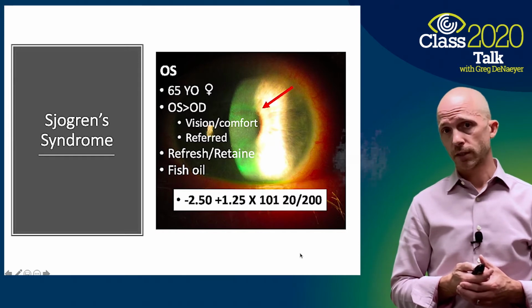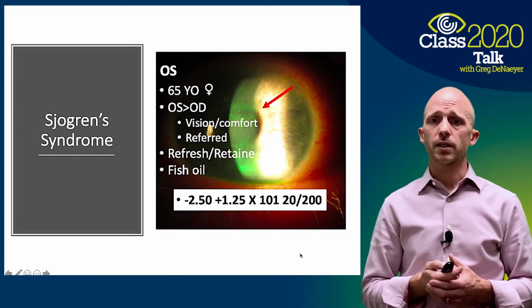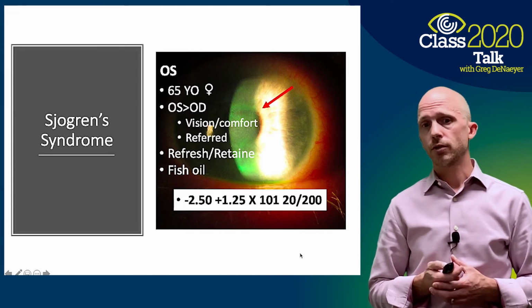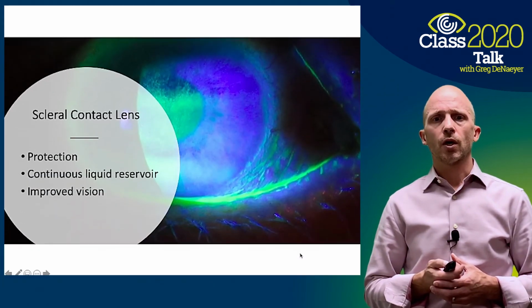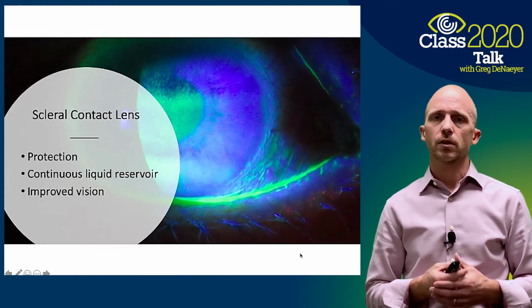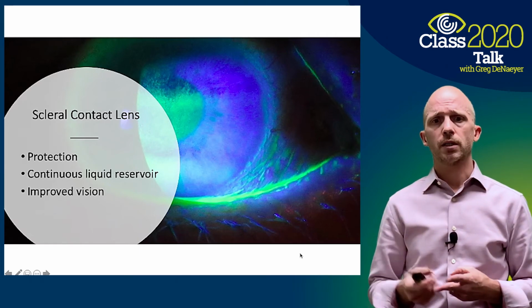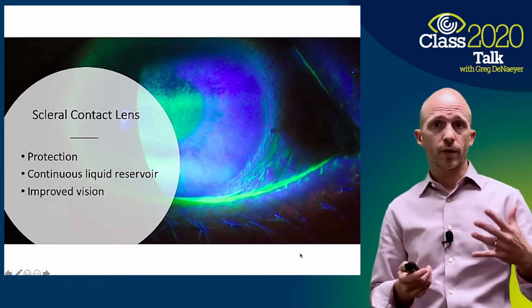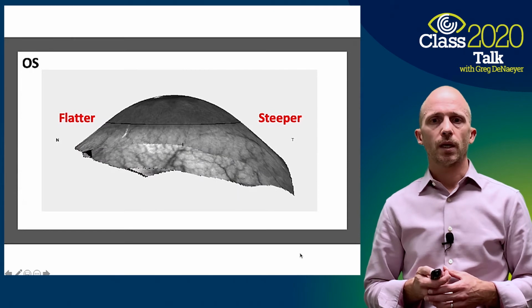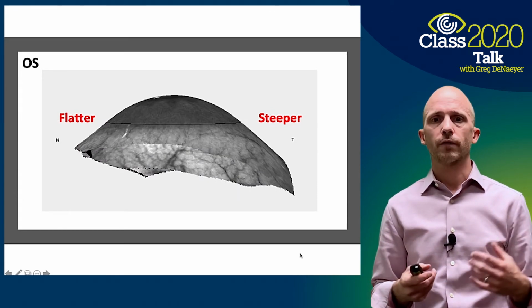This is her best corrected visual acuity with manifest refraction of her left eye, and you can see that she's only seeing 20/200, so not very good. Well, we of course consider scleral contact lenses for the patient, and those scleral contact lenses can provide the patient protection, a continuous liquid reservoir, and hopefully also improved vision. And my first step in the fitting process is to do corneal scleral topography.